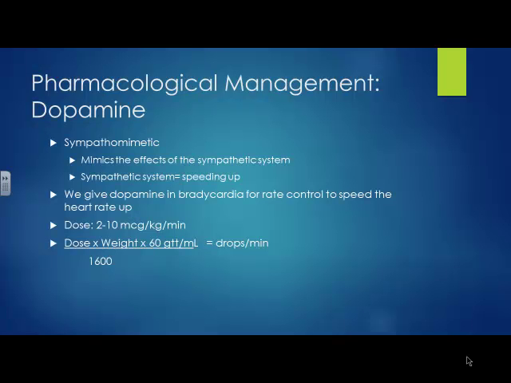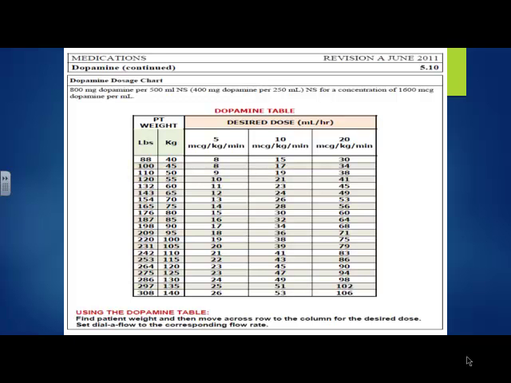All right? So let's just say, let's go with me, 205 divided by 2.2, so 93 kilograms. I want to start me at 5 mics. So 5 mics times 93 times 60, 27,900 divided by 1,600, 17.4. A 209-pound patient would be at 18. So that's pretty close. All right, I would memorize that.